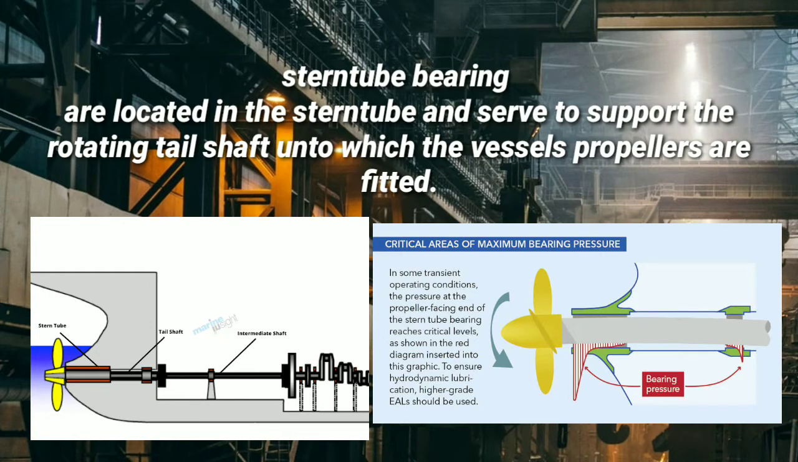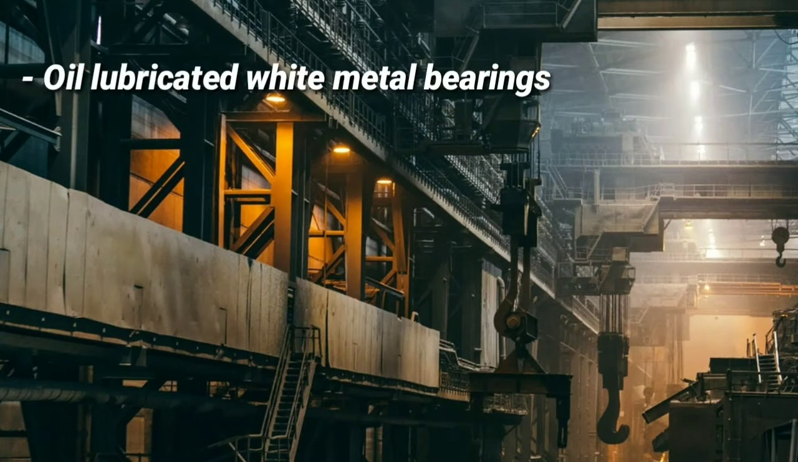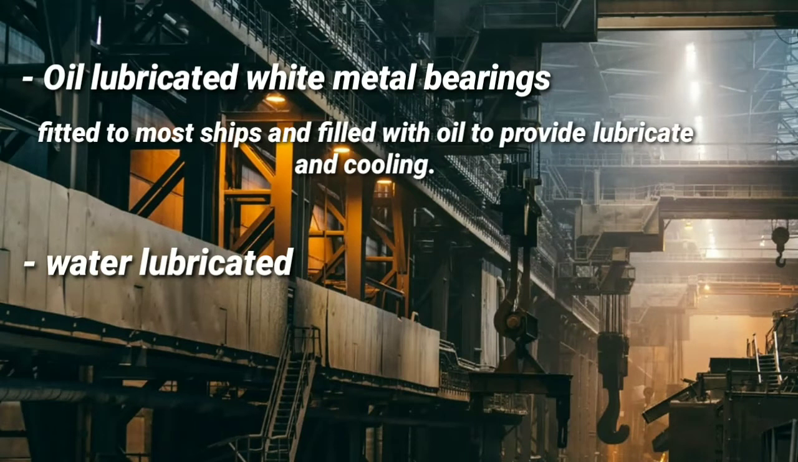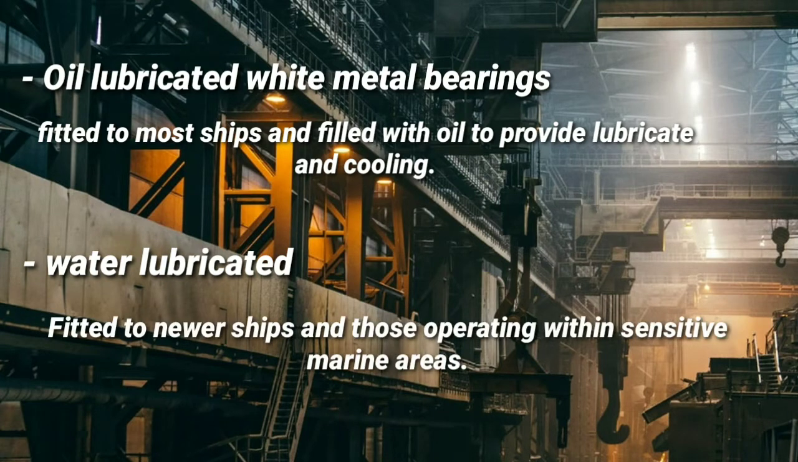And there are two types of stern tube bearings: the oil lubricated white metal bearings and the water lubricated. Oil lubricated white metal bearings are fitted to most ships and filled with oil to provide lubrication and cooling. Water lubricated are fitted to newer ships and those operating within sensitive marine areas.